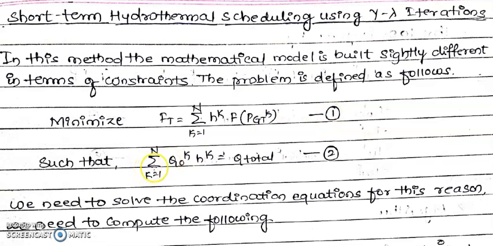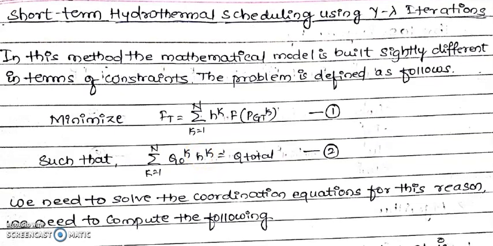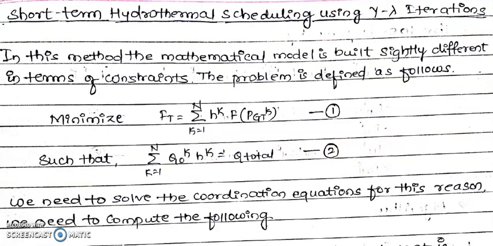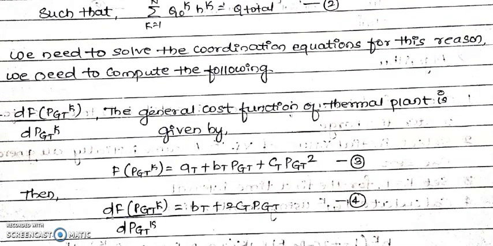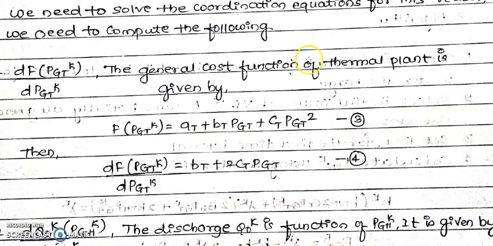In equation number 2, we take summation from k equal to 1 to n of q naught raised to k into h raised to k is equal to q total. So the total quantity of water which is available is the multiplication of the discharge and the total head of the power plant. Here we need to solve the coordination equation for this reason.